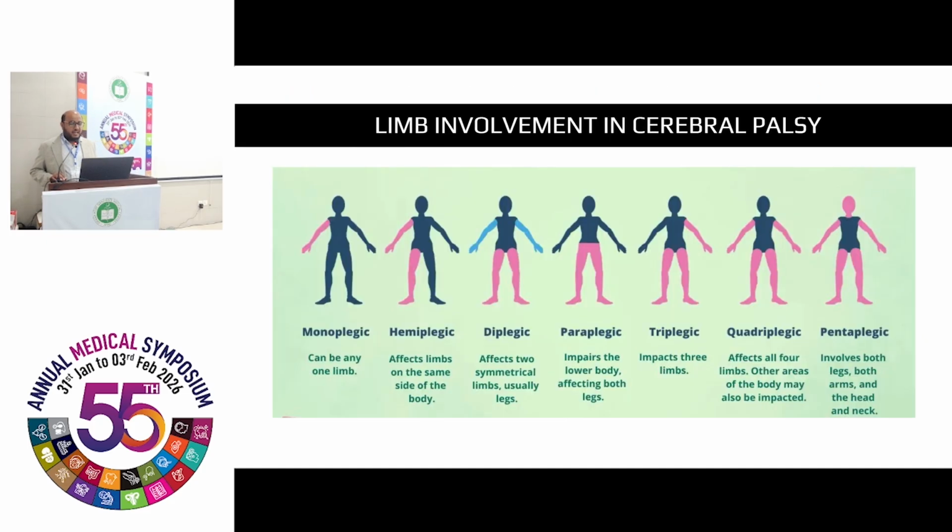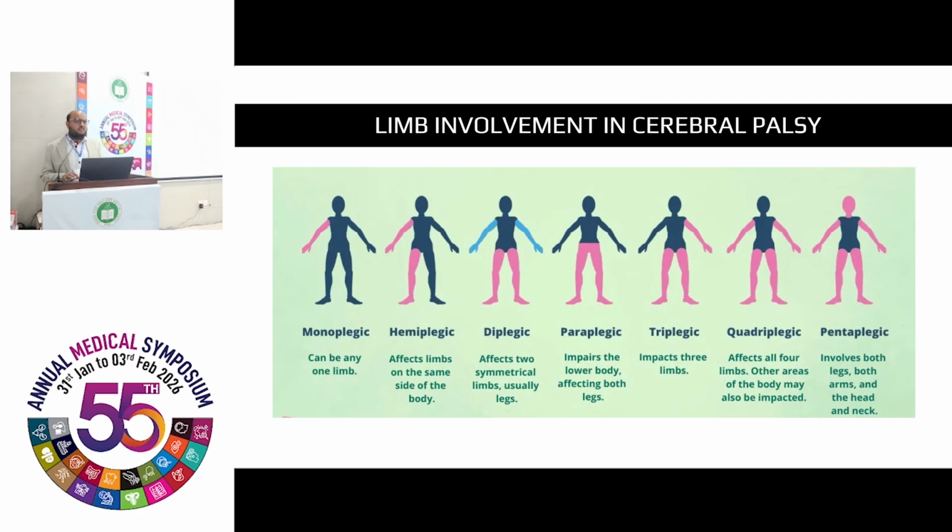So the classification totally depends on the involvement of limbs. Let's suppose only a single limb is involved. It is called monoplegic. It can affect any part of the body, either an upper limb or a lower limb. Another type is hemiplegic. Hemiplegic is usually one side, like one hand and the lower limb on the same side.